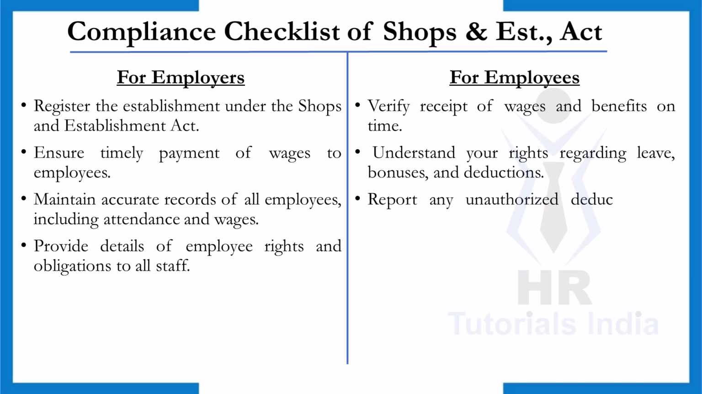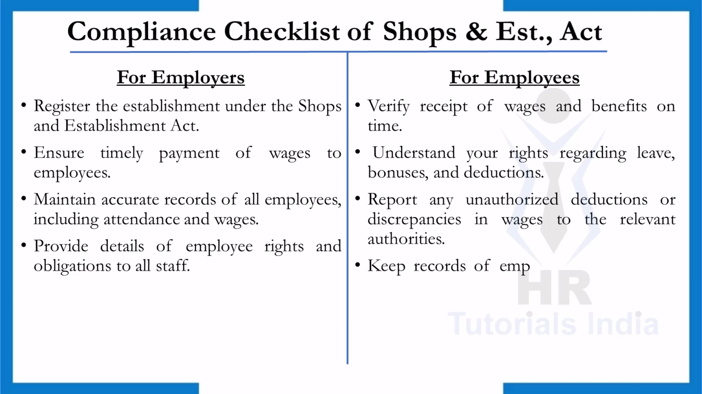Report unauthorized deductions. If employees notice any unauthorized deductions or discrepancies in their wages, they should report them to the relevant authorities immediately. Prompt action can help in resolving issues and protect their rights. Keep records. Employees should keep records of employment agreements and any communications with employers. These documents can serve as evidence in case of disputes and misunderstandings.